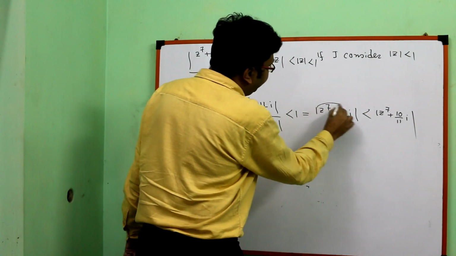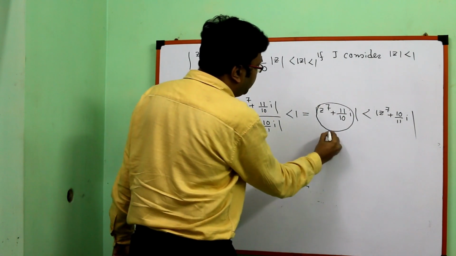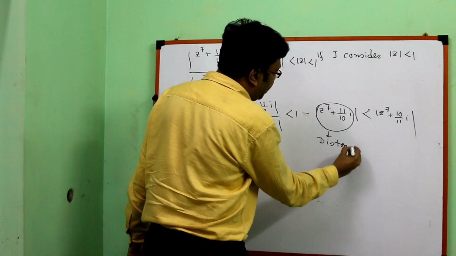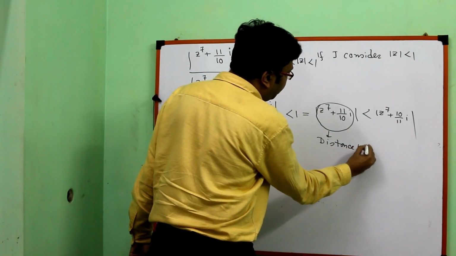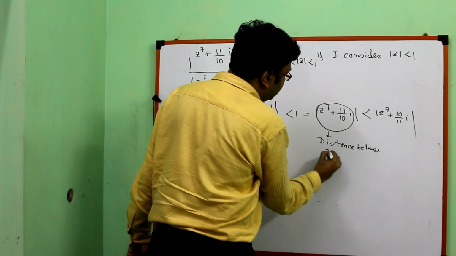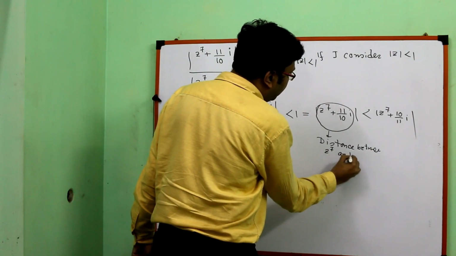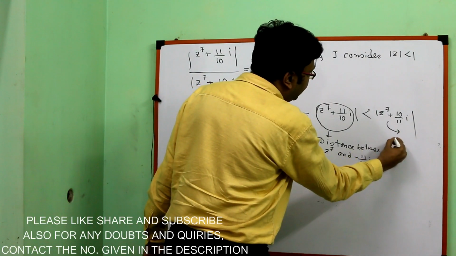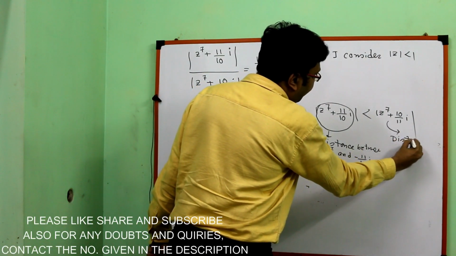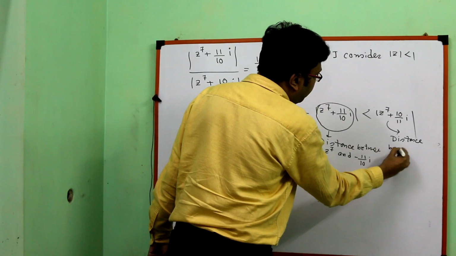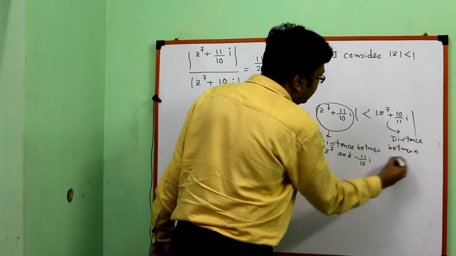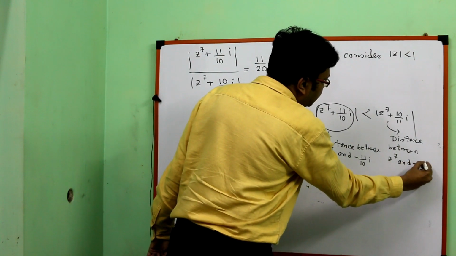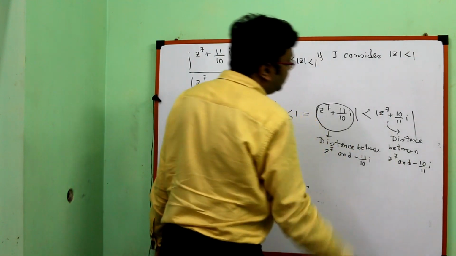Now, this is the distance between z to the power 7 and minus 11 by 10i, and it is the distance between z to the power 7 and minus 10 by 11i.